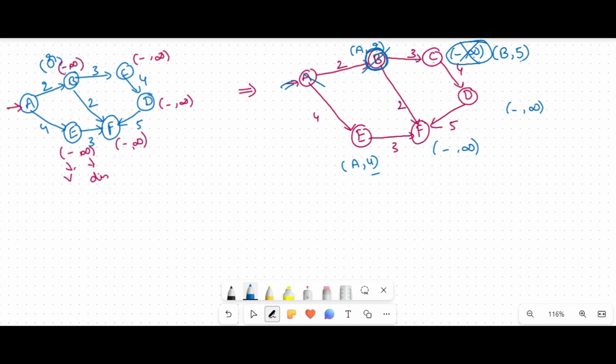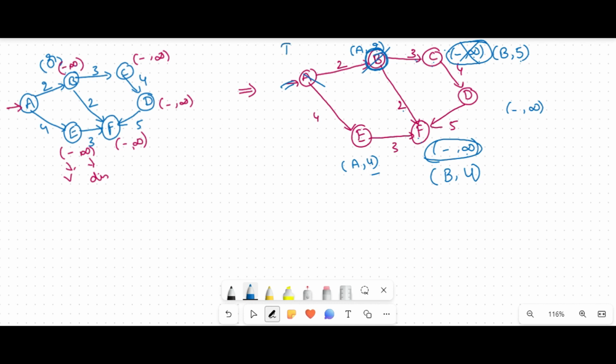Next, B adjacent vertices: C is visited now. That means C distance is updated. Now find out F distance. Here the distance is infinity, so we will update. Like B vertex, already here it is 2 units and this is 2 units. So 4 units. Now next, which vertex we will visit?